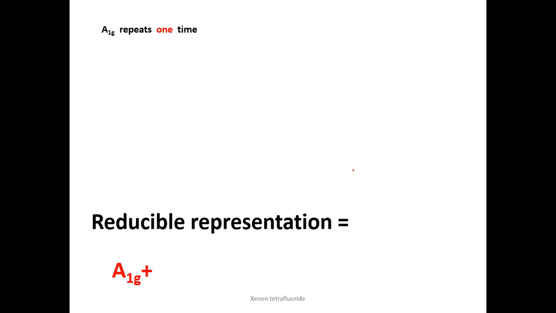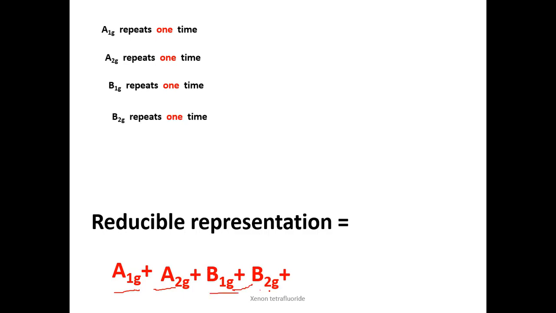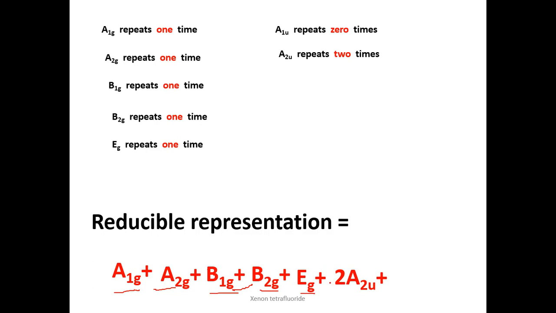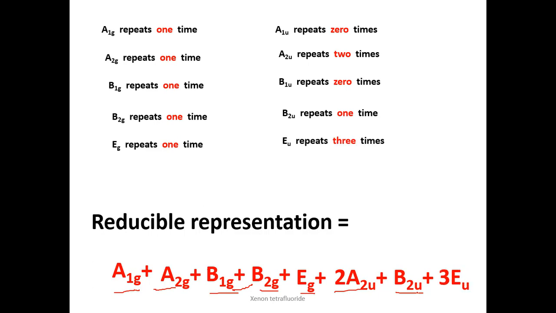And summarizing all these things, A1G repeats one time, A2G repeats one time, B1G repeats one time, B2G repeats one time, EG repeats one time, A1U repeats 0 times, so you will not find it in the reducible representation. A2U repeats 2 times, 2A2U. B1U repeats 0 times, you will not find it in the reducible representation. B2U repeats 1 time, and EU repeats 3 times. This is the reducible representation.